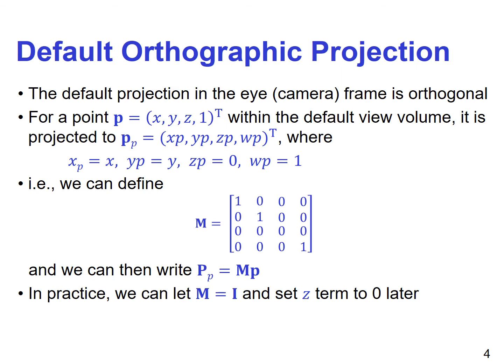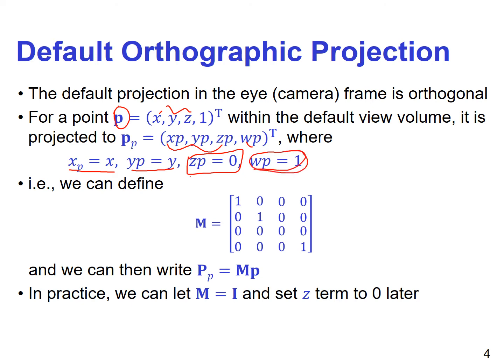The default view of OpenGL is orthographic view. Orthographic projection will project a point P which is placed at X, Y, Z position to XP, YP, ZP, WP. Now XP is the same as X, YP is the same as Y. Because it is orthographic projection, there is no scaling of X, Y values performed here. However, ZP will be equal to 0 because everything is projected onto the camera plane or the image plane, which is placed at Z equal to 0. And the scaling factor is 1, hence there is no scaling performed.